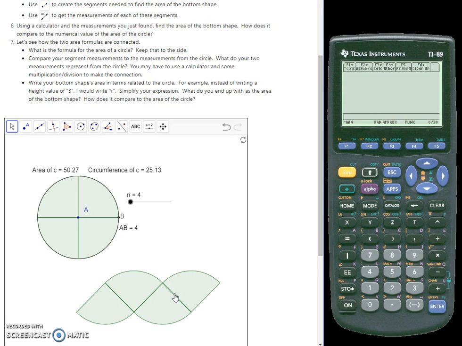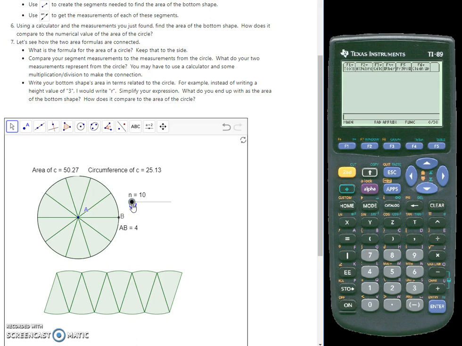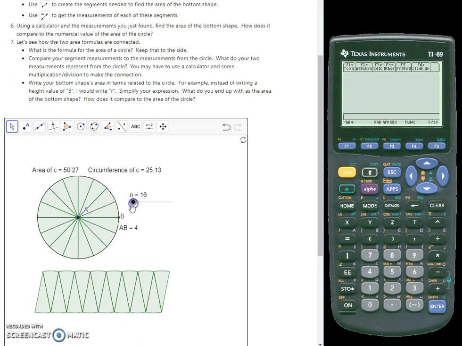So with only 4 sectors, it's kind of hard to see. You might have some guesses, but then I'll tell you to kind of expand that. Say that instead of 4, I know I said 12, but 16 does the same idea. What do you start to notice?